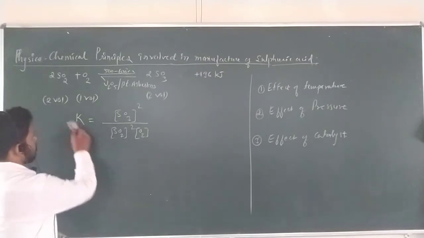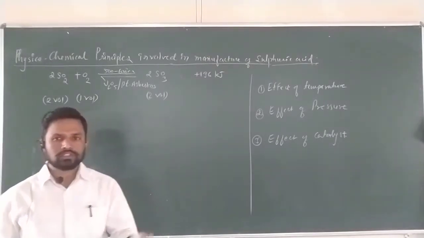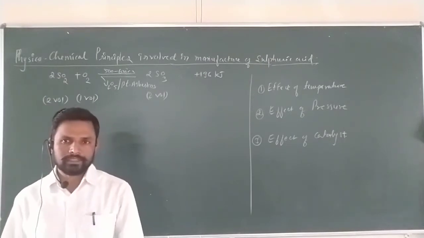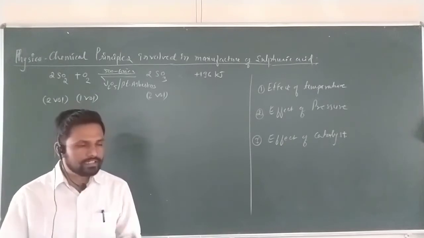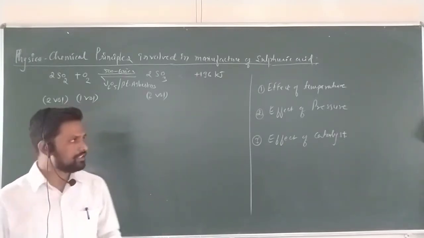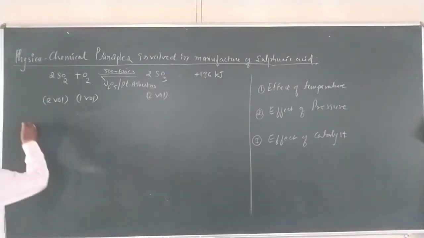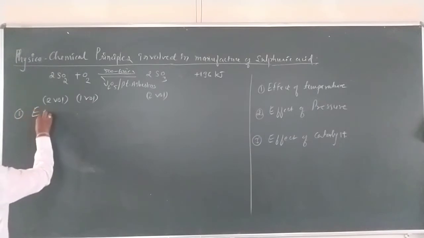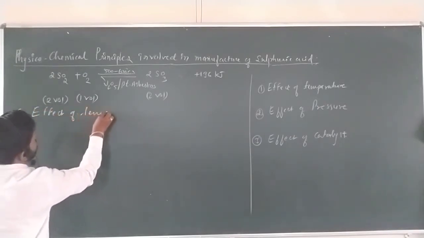As we know, the reaction is exothermic, so definitely heat is evolved inside the reaction. We require a particular optimum temperature at which the maximum yield can be obtained. Let me start with the effect of temperature first.